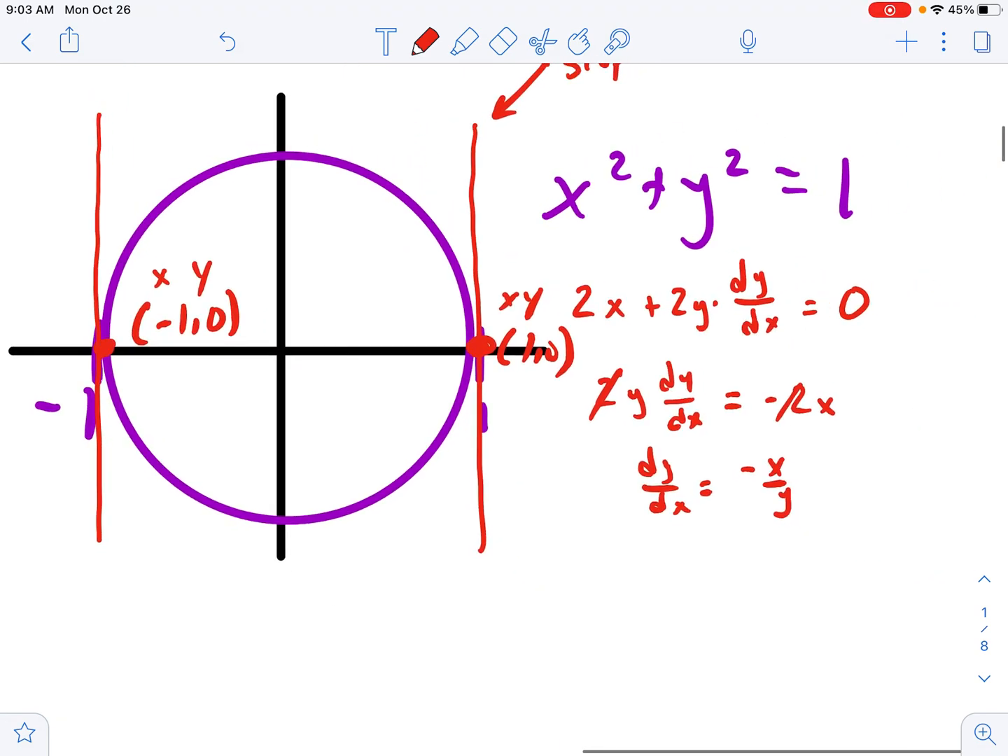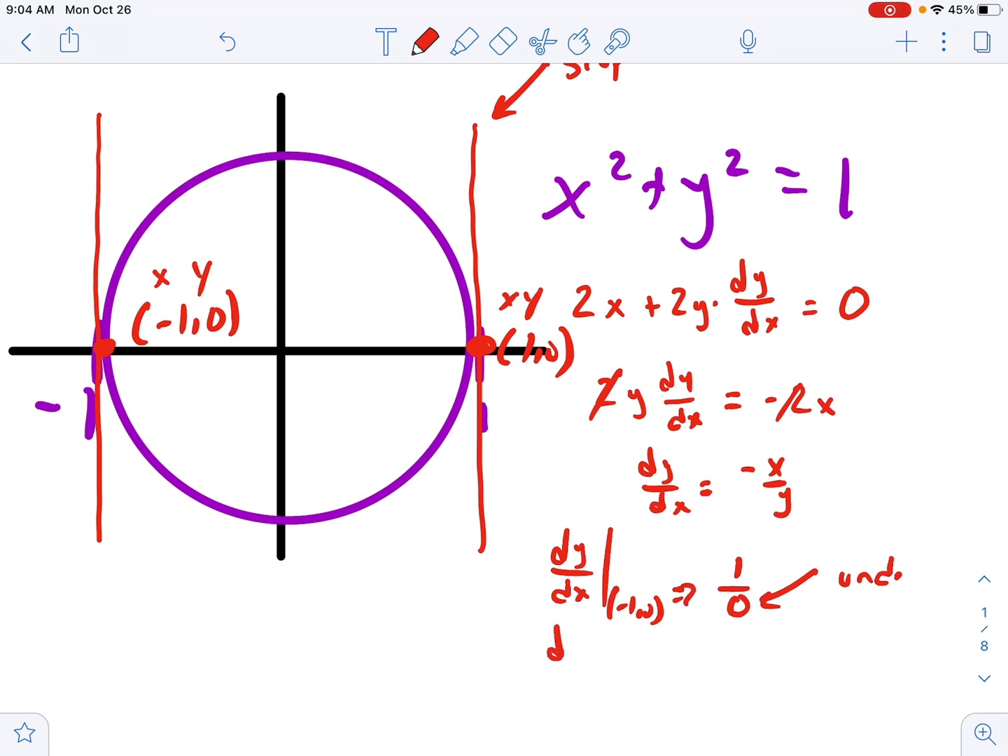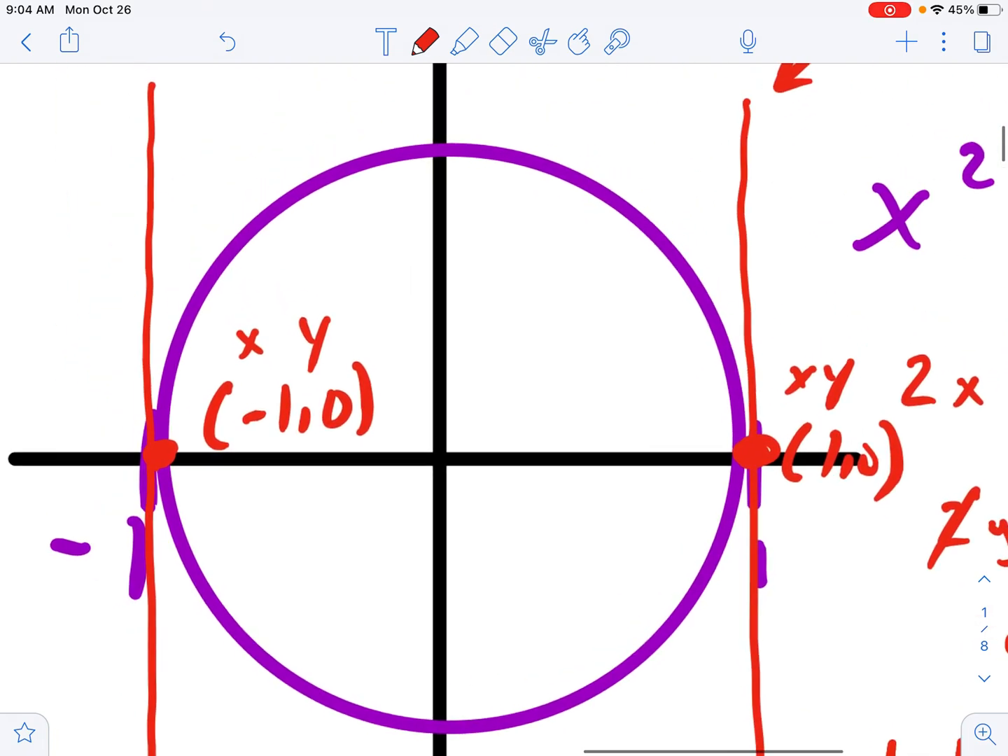Well, let's sub those coordinates into our derivative. dy/dx at the point (-1, 0). Well, x is negative 1, so we're going to get positive 1 over 0. And sure enough, this is undefined, right? We've got 0 in the denominator. If I evaluate this at the point (1, 0), we end up with negative 1 over 0, which again is undefined. So algebraically, using implicit differentiation, we can see that this is undefined at these coordinates.